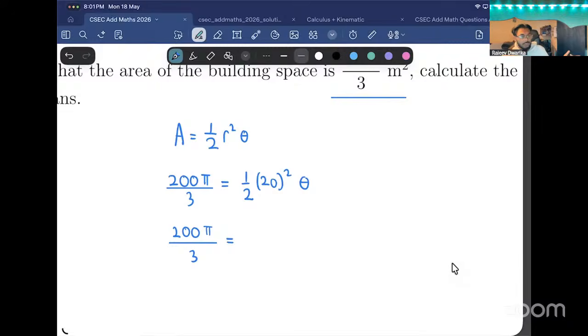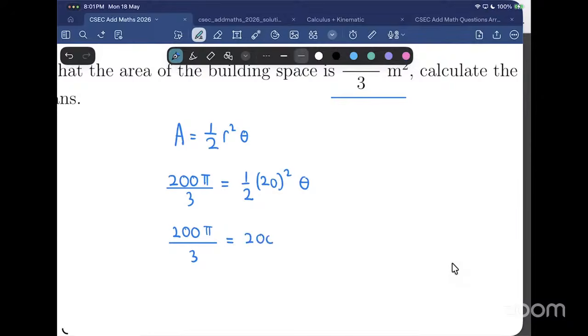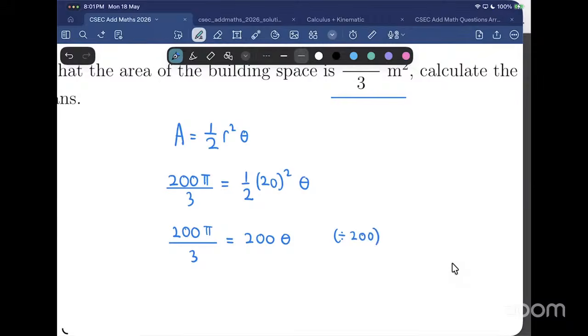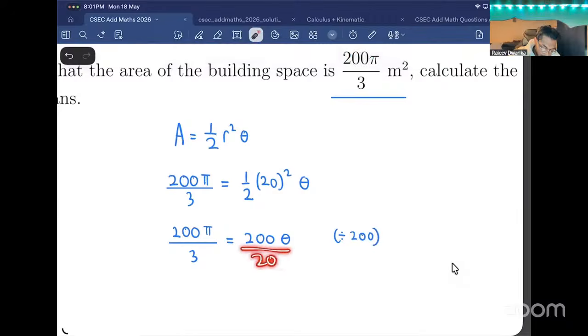20 squared is 400. What's half of 400? Half of 400 is 200. So you're going to put 200 theta. And if I want to find theta, I would have to divide both sides by 200. If I divide this by 200, cancel off here. If I divide this by 200, cancel off here.